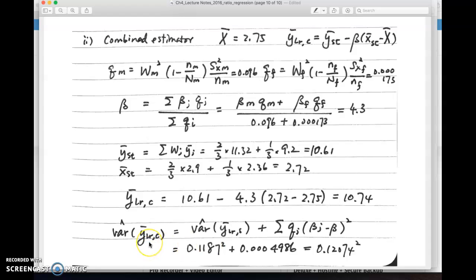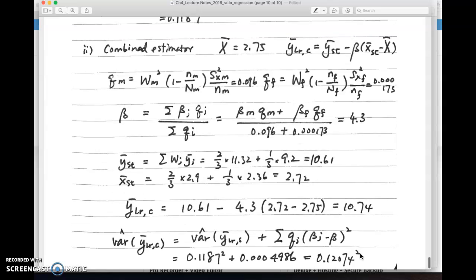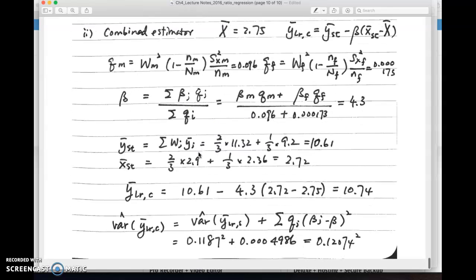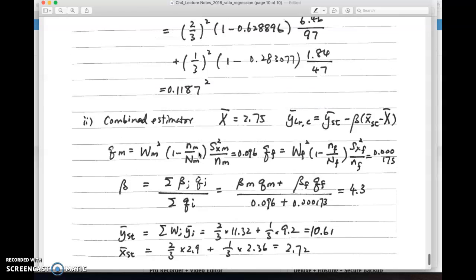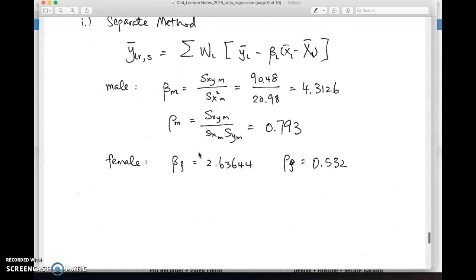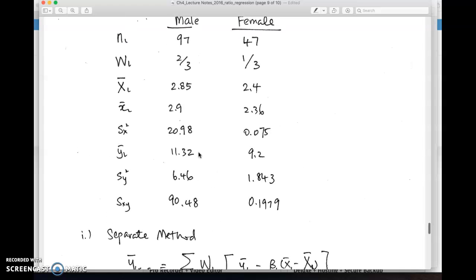So under the combined method, the estimated variance is slightly higher than under the separate method. Okay? So we would say that the separate method would always be more efficient than the combined method under stratification for the regression estimation.